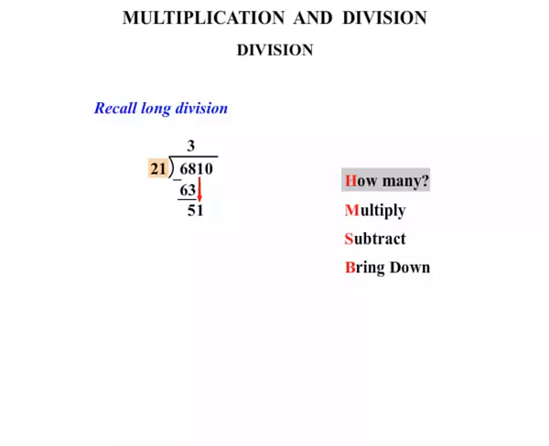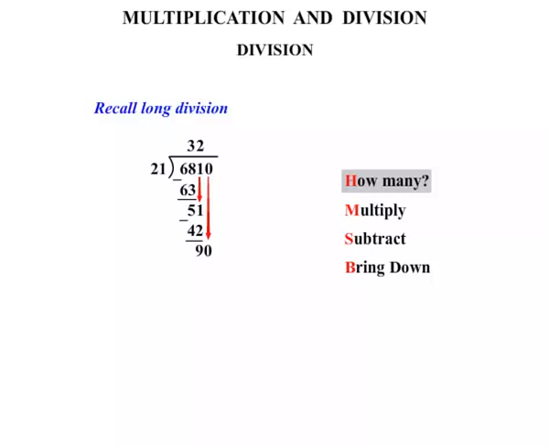How many times does 21 go into 51? Well, this time it goes twice. Then multiply the 2 with the 21. We get 42. Then we do the subtraction. 51 minus 42 is equal to 9. The final step in the loop, bring down. Okay, that's 0. Let's bring it down, making that number 90. And we start all over again.